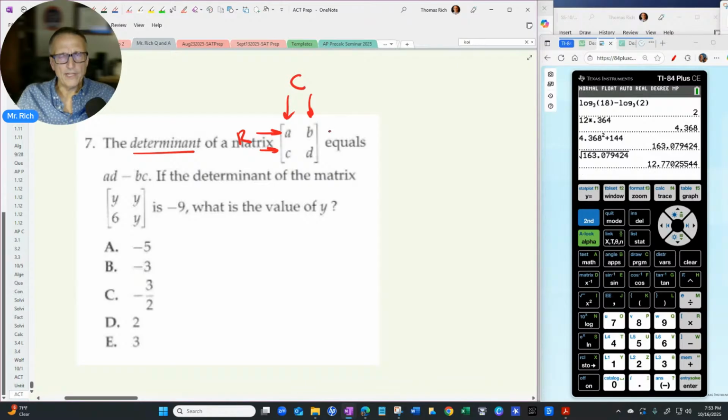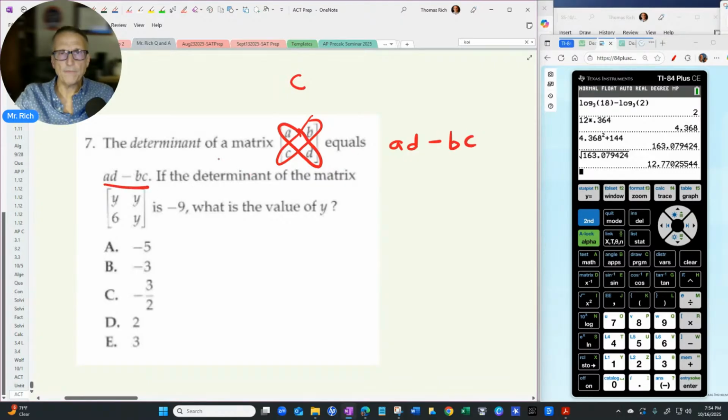Now, what they may ask you on this test Saturday is what is the determinant of the matrix? And if they don't give you the definition, you're out of luck. You have no idea what it is. Well, they tell you what it is here, but I'm just going to show you what it is. If you're given a 2 by 2 matrix, it means you multiply the first diagonal, upper left to lower right, A times D, minus whatever the other diagonal product is, BC. And you see, they give us that formula right there.